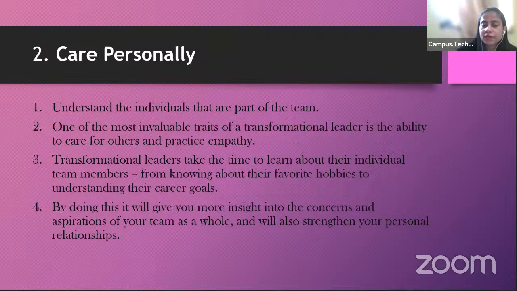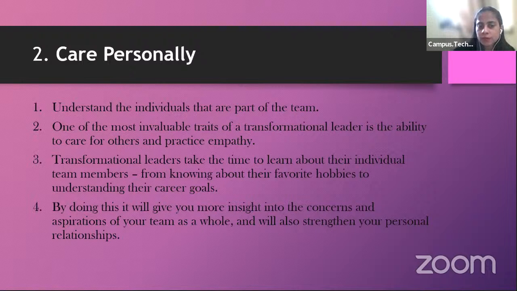By doing this, it will give you more insight into the concerns and aspirations of your team as a whole, and will also strengthen your personal relationship. When you have a strong personal relationship, when you build a strong bond with all the team members, and the team also has a strong bond with each other, they will be ready to accept the changing environment also. They'll be ready to accept the changes because of the trust, the bond you have created between the team. So this team bond, individual bond is very important for making a successful outcome, good results from your team.